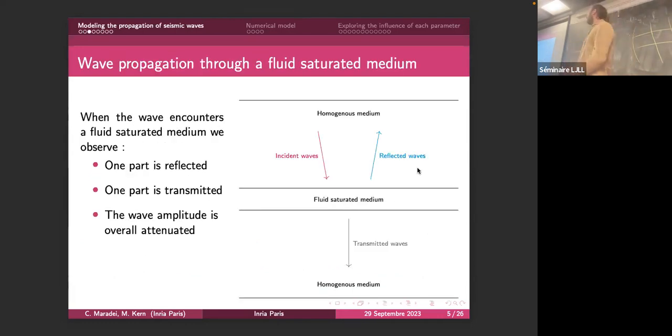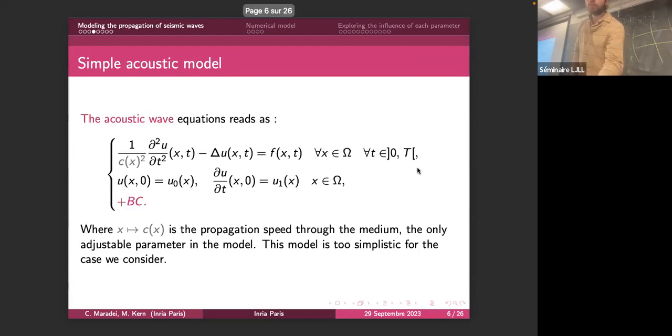So this is the kind of experiment that we're going to take a look at. We are located at the surface of the Earth. We send waves into the underground. At some point, they're going to go through a fluid saturated medium. Some of the waves are going to be transmitted and some are going to be reflected. And those are really the quantities that we want to study. We want to know what happens.